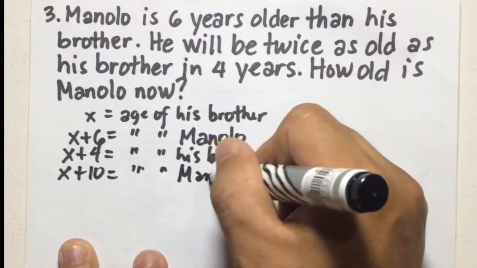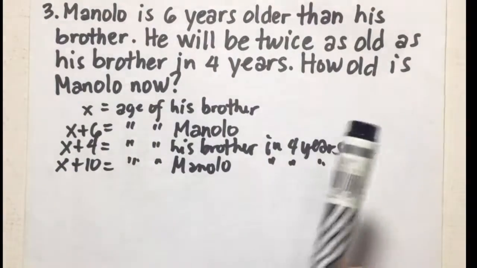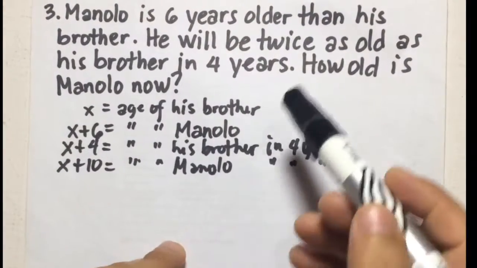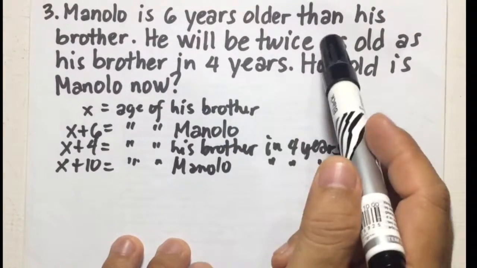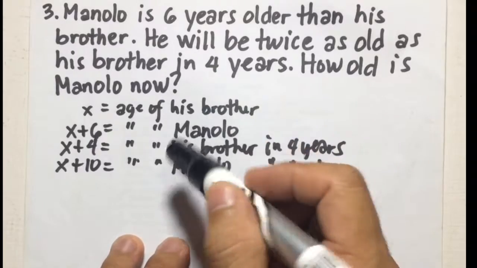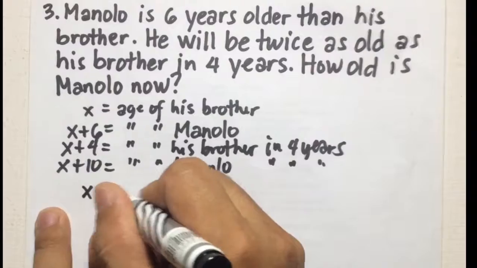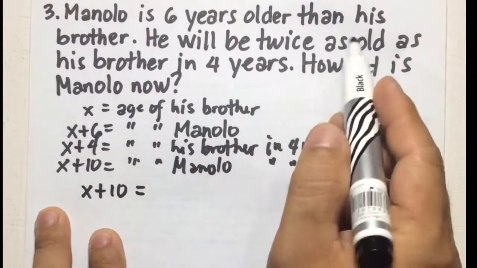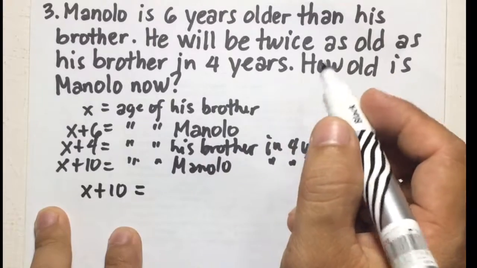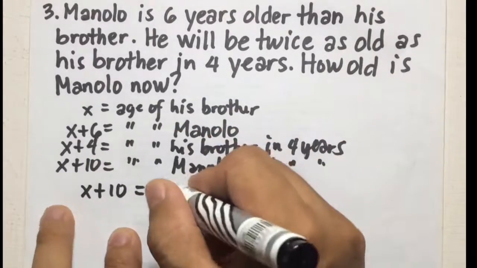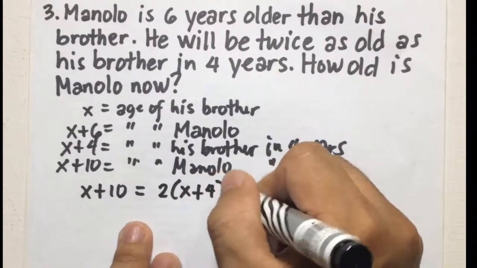Of Manolo in 4 years. So to solve the problem, in the second statement here, he will be twice as old as his brother in 4 years. So Manolo's age in 4 years is X plus 10. That will be equal to twice as old as his brother in 4 years. So his brother's age in 4 years is X plus 4. So that will be twice of X plus 4.